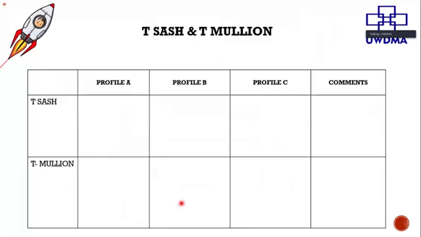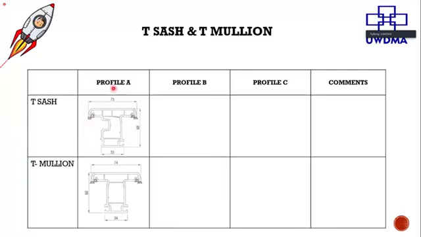Now you can ask me that this T sash and T mullion both look the same. But no, there is a slight difference. Let me tell you what. As you can see, this is profile A, we have its T sash and its T mullion. There is a little notch here, which is called the groove. The sash profile will have a groove, whereas the mullion will be two straight lines. There would be no groove in the mullion profile.